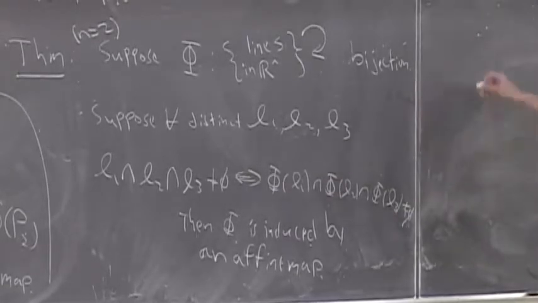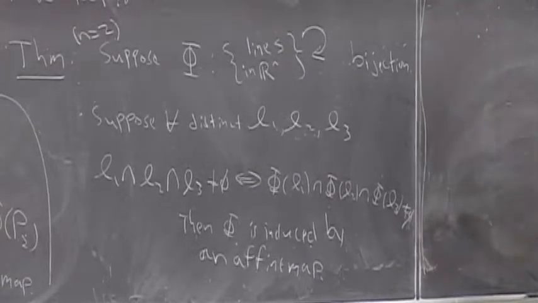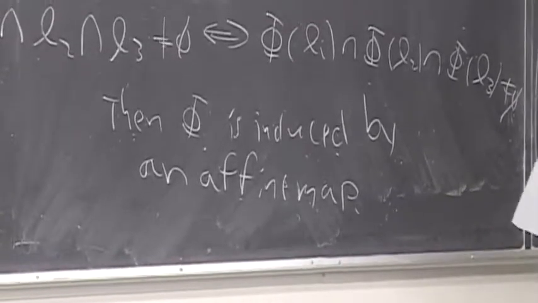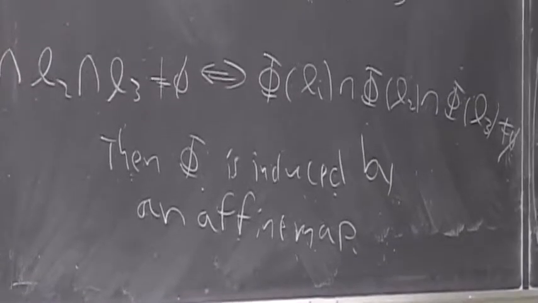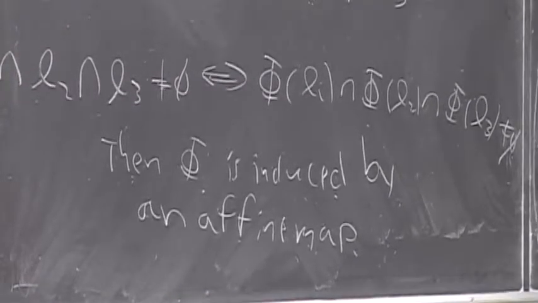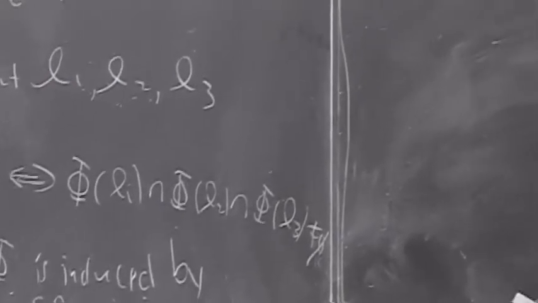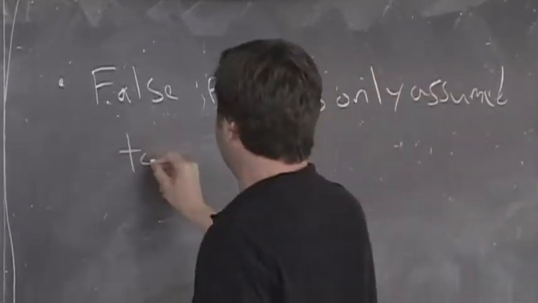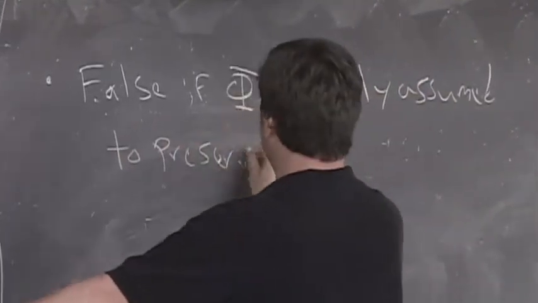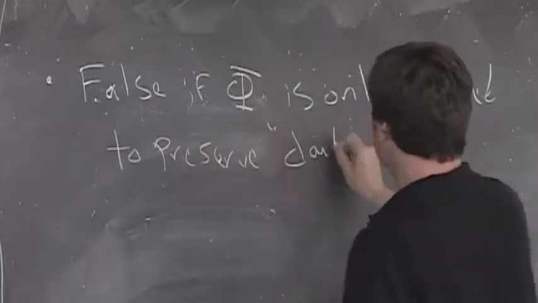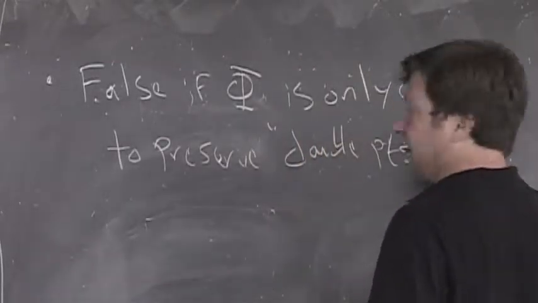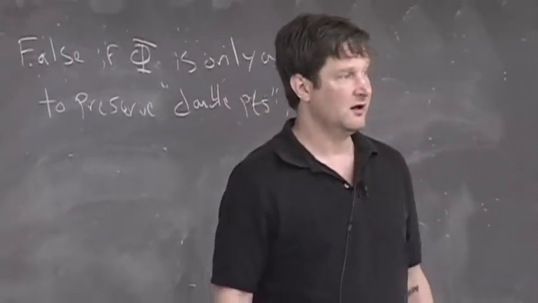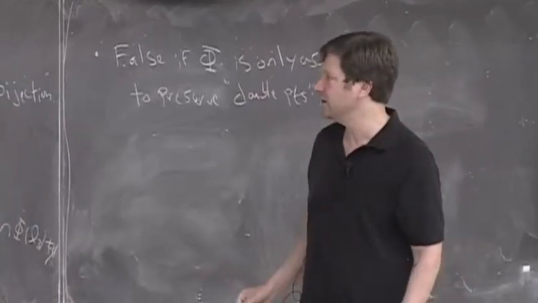So this is the key. Let me just make a few remarks. There's the Rn version, but a remark is that this is false if phi is only assumed to preserve double points. This is sort of preserving triple points. And let me give you the example. So you might say, why are you looking at three lines? Why not just say two things intersect if and only if their images intersect?